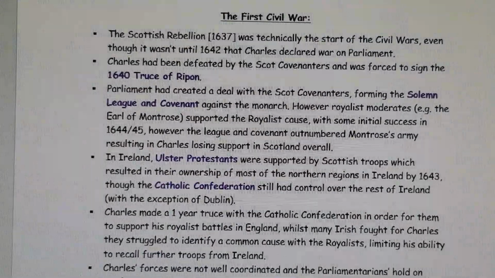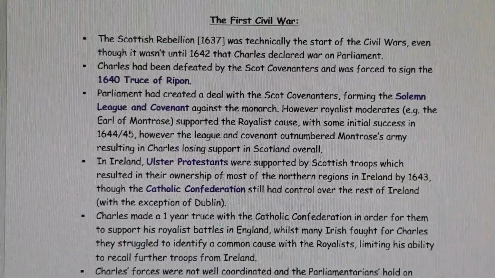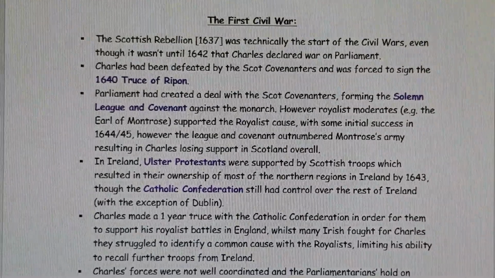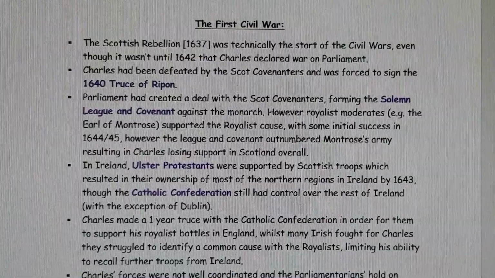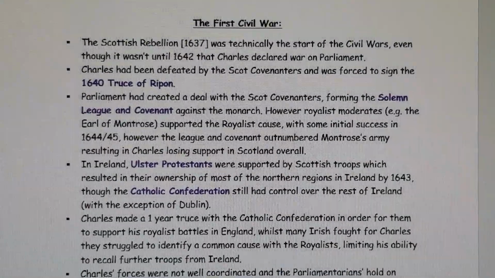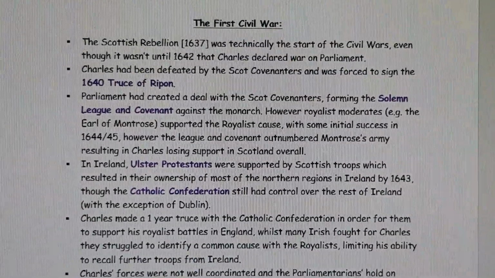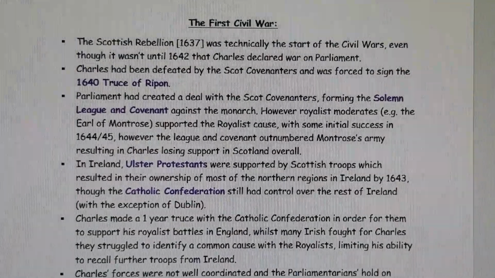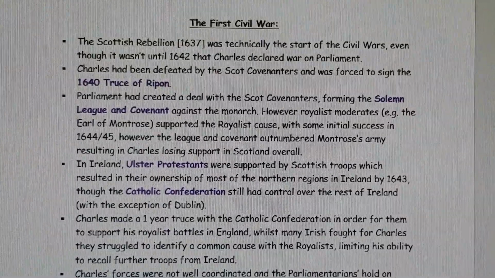So the Scottish Rebellion in 1637 was technically the start of the Civil Wars, even though it wasn't until 1642 that Charles declared war on Parliament. Charles had been defeated by the Scot Covenanters and was forced to sign the 1640 Truce of Ripon. But Parliament had created a secret deal with the Scots, which then formed something called the Solemn League and Covenant against the monarchy. So this is Scottish Presbyterians, Scottish Puritans joining forces with Pym and his followers against the monarchy.